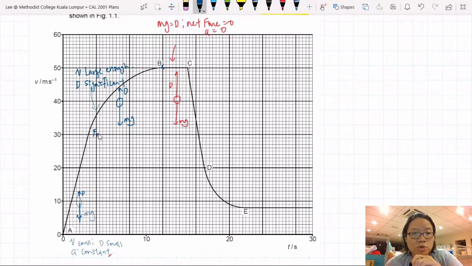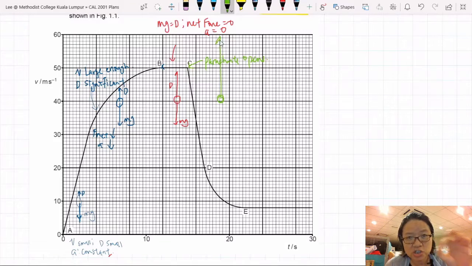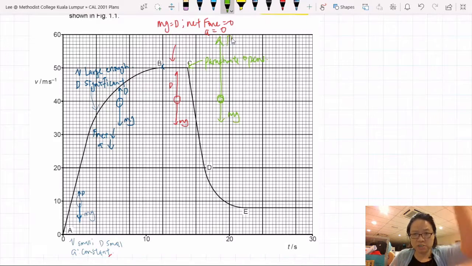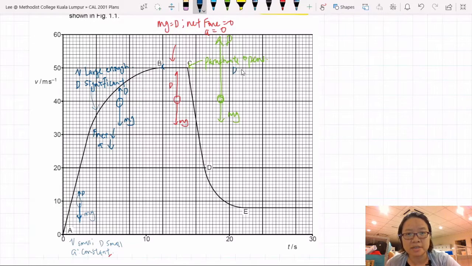When you're transitioning from A to B to C, when the gradient begins to decrease, it's because the net force decreases, so acceleration decreases. Now at point C, sudden changes happen. This is because the parachute opened and the drag force increased a lot. So you can see D suddenly blew up, increasing rapidly. Because of this, your net force went from 0 to a very large upward net force. So the parachutist will slow down very quickly, rapidly, where I draw the blue line.